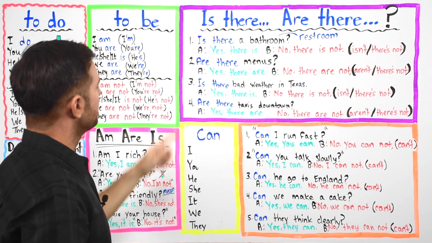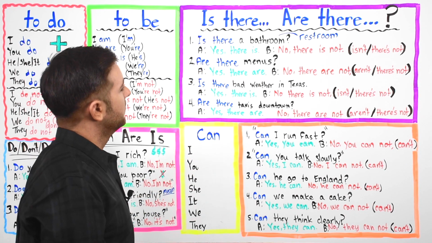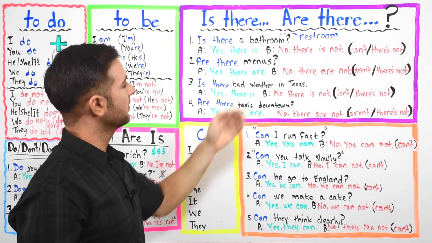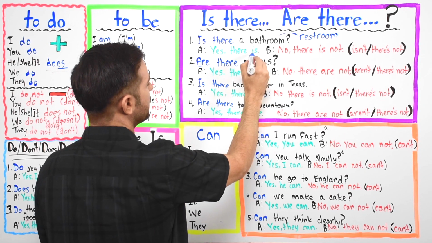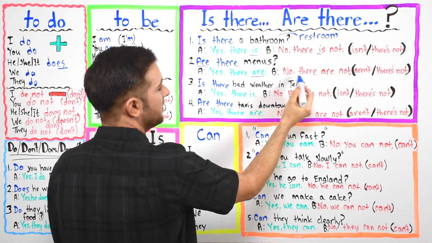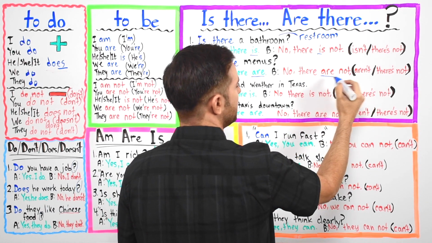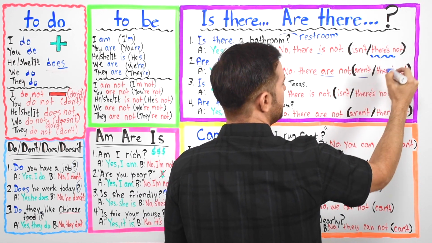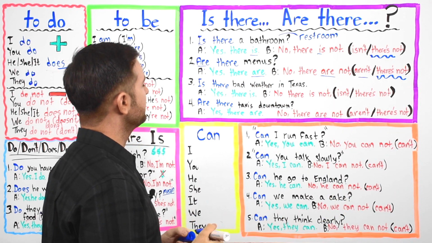Okay? Number 2, you are at a restaurant. Are there menus? And as a response, yes, there are. Okay? See how we use are here and are here? And up here we used is and is. Okay? And you can say in the negative form, no, there are not. Or you could say, no, there aren't. Or like up here, you could say, no, there's not. Okay? So you can do it however you want.